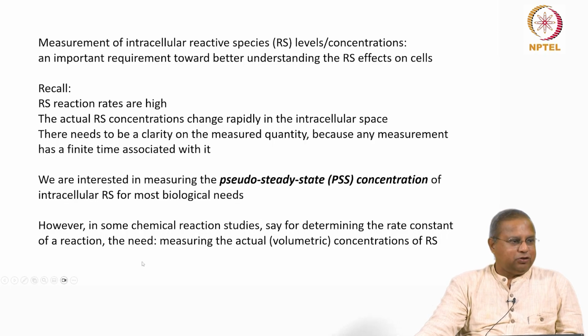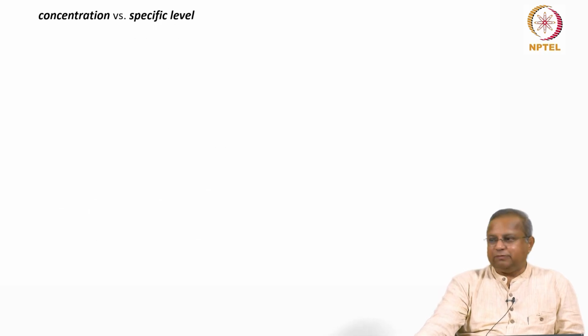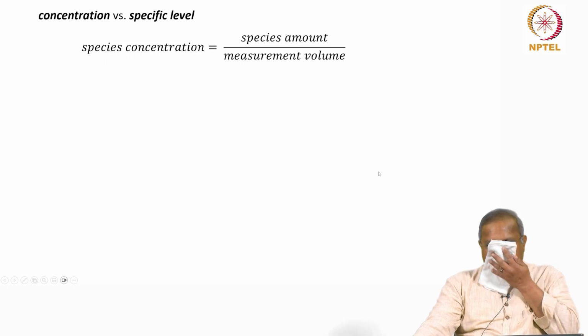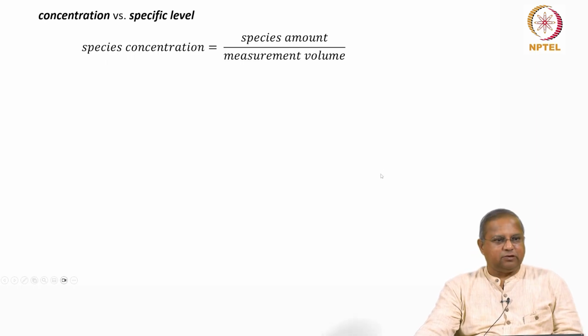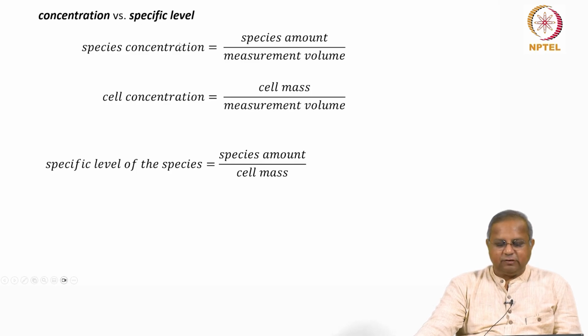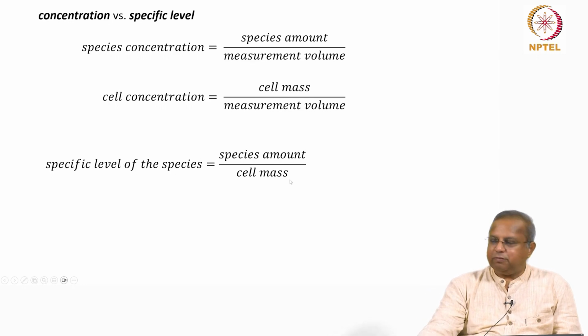So, you need to be clear about what you are measuring, especially with the reactive species. So, let us make a difference between concentration and specific level. Our main aim is to measure the levels. Species concentration is quite straightforward: species amount by the measurement volume. That is what the concentration is. Concentration is usually normalized on a volumetric basis. You could have surface concentrations also, where it is normalized on a surface basis. Cell concentration is nothing but cell mass per measurement volume.